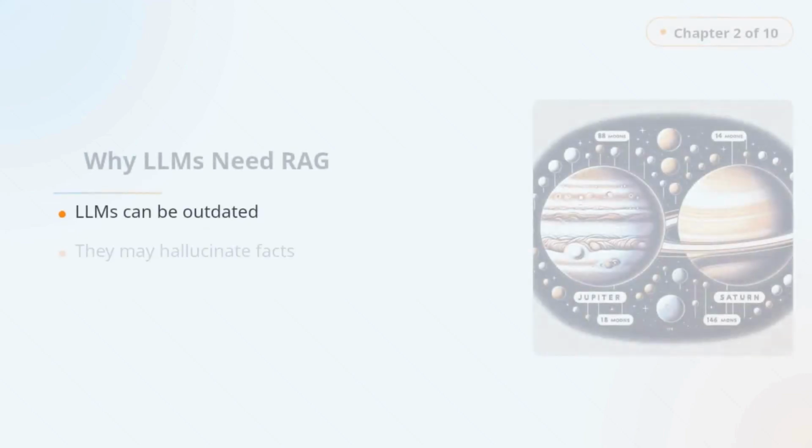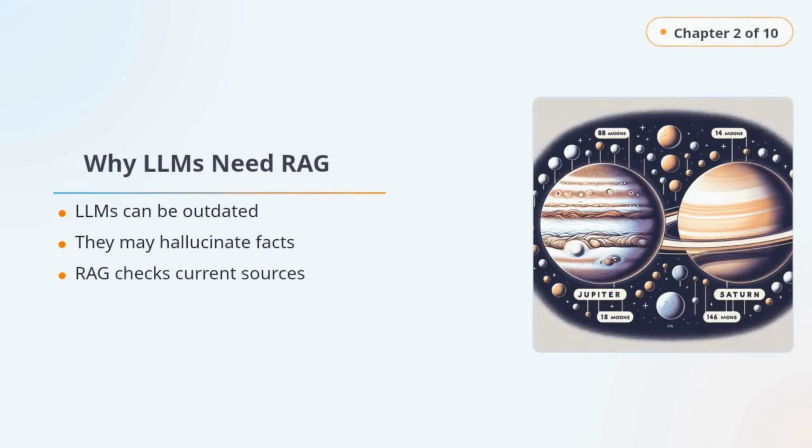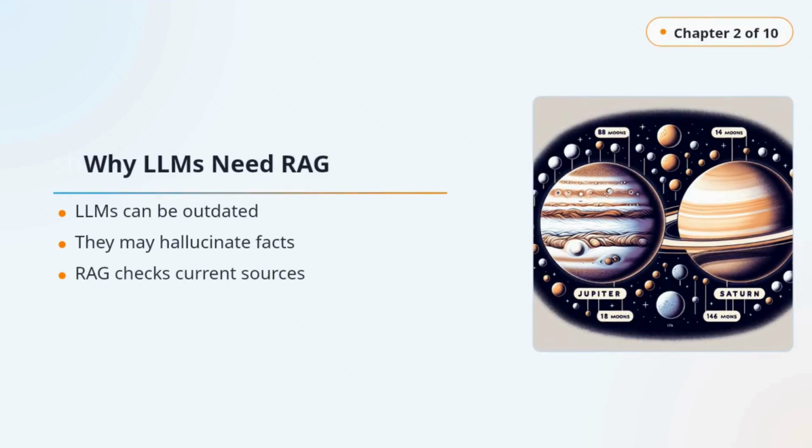A normal LLM may sound confident even when it is wrong. For example, if you ask which planet has the most moons, an older model might say Jupiter based on old data. But if a RAG system retrieves fresh information from a trusted source like NASA, it can correct that answer to Saturn with the updated count. This is the real value of RAG. It helps the model move from confident guessing to evidence-backed answering.